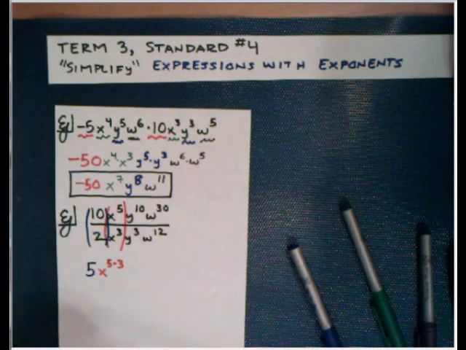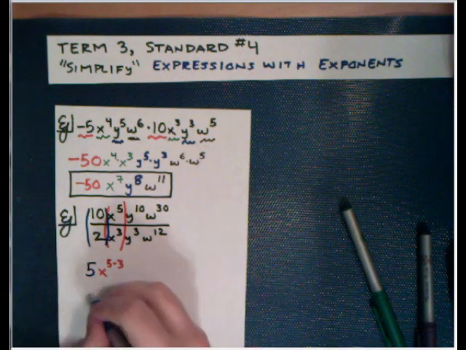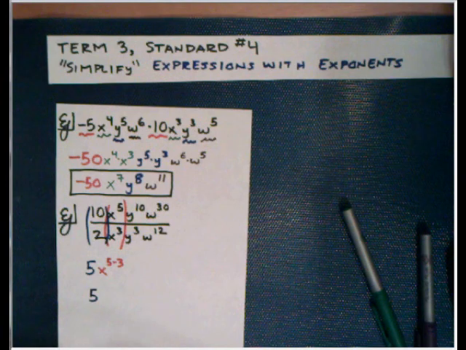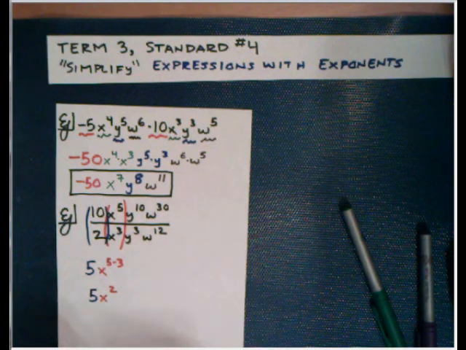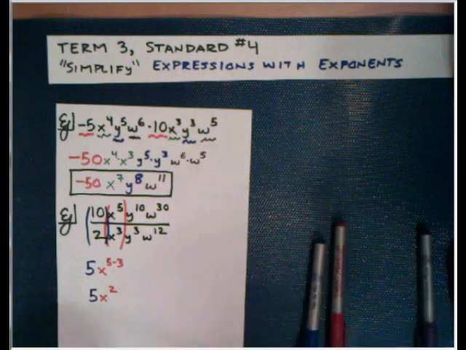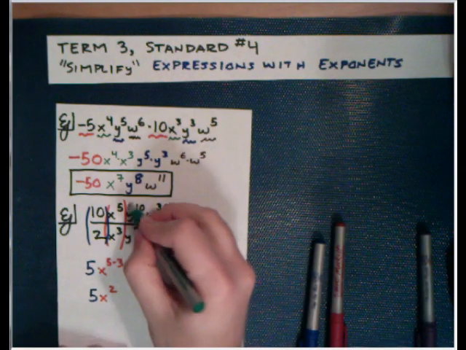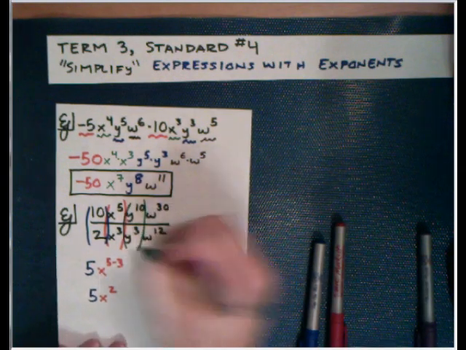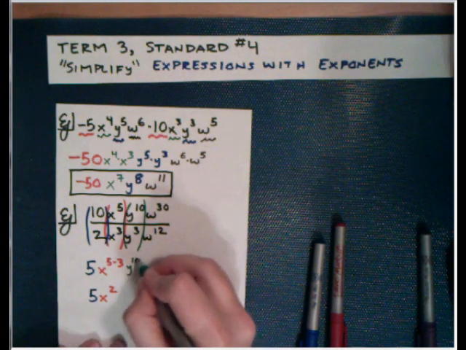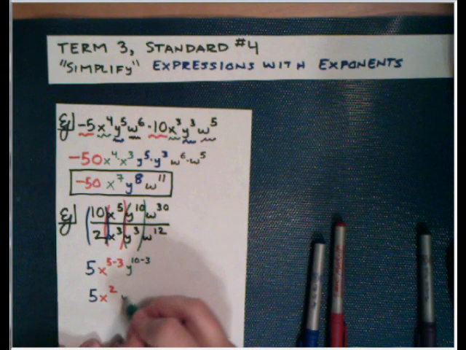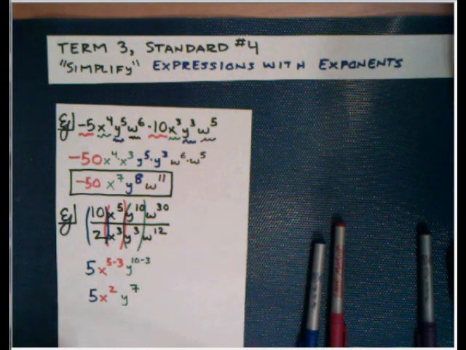So x to the 2nd. Actually, I'll write it this way. I'll make 2 rows. And after all, I've got all these sharpies, might as well use them. Okay, so numbers and x's out of the way. Let's go to the y's. Okay, y to the 10th over y to the 3rd. We're going to subtract, so y to the 10 minus 3 is going to be y to the 7th power.